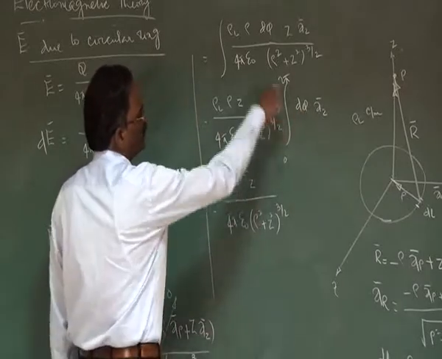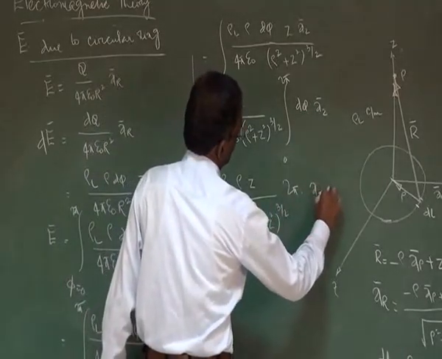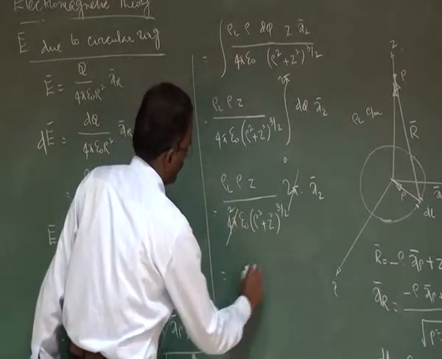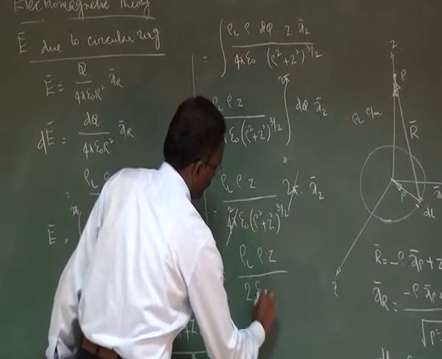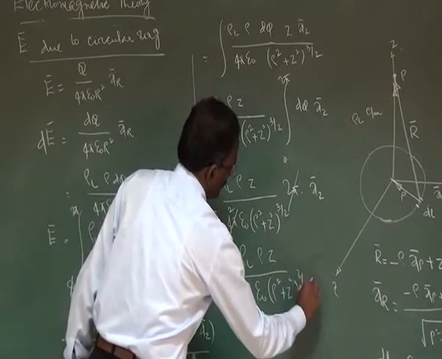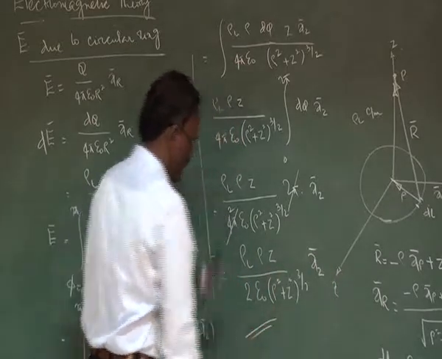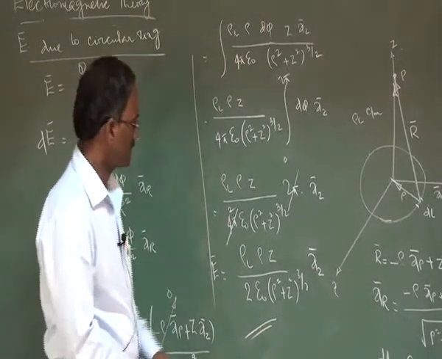Rho L rho z divided by 4 pi epsilon O rho square plus z square power 3 by 2. Integration is phi. If you substitute the limit 0 to 2 pi, the answer will be 2 pi a z bar, and the 2 pi cancels with the 4 pi to become 2, and my result is rho L rho z divided by 2 epsilon O rho square plus z square 3 by 2 a z. This is the final result for electric field intensity at a point P along the axis, E z.